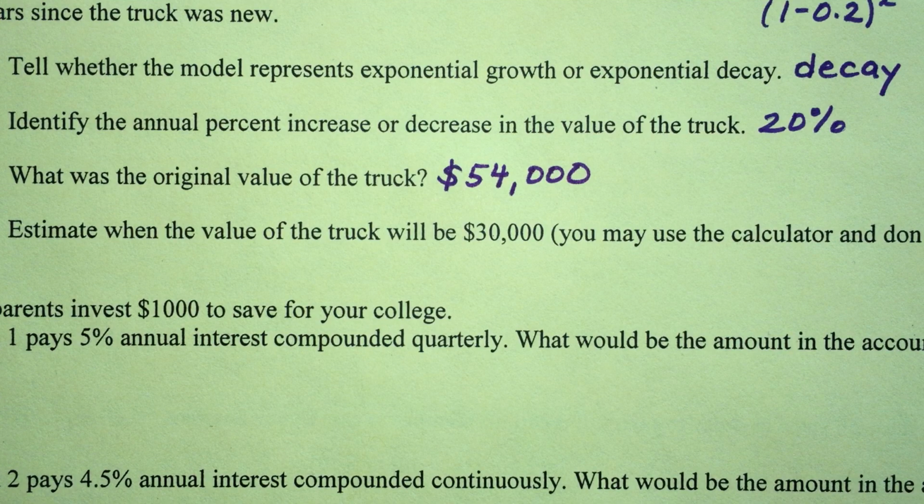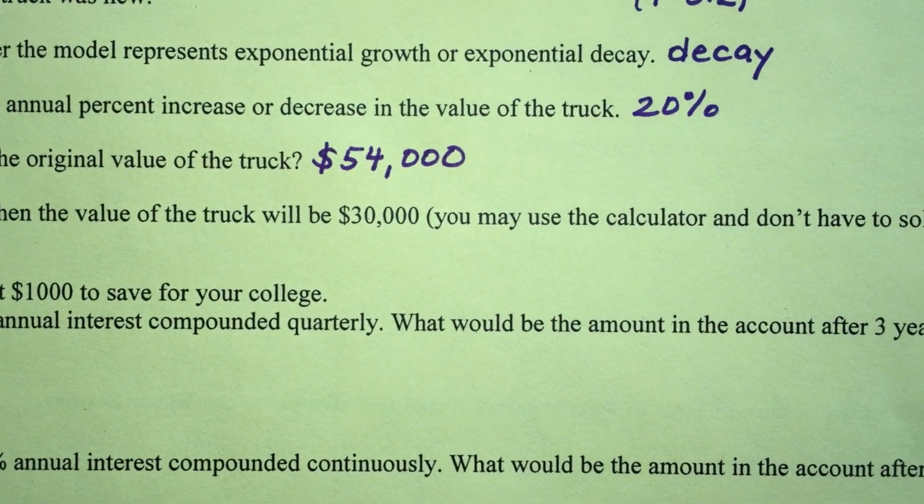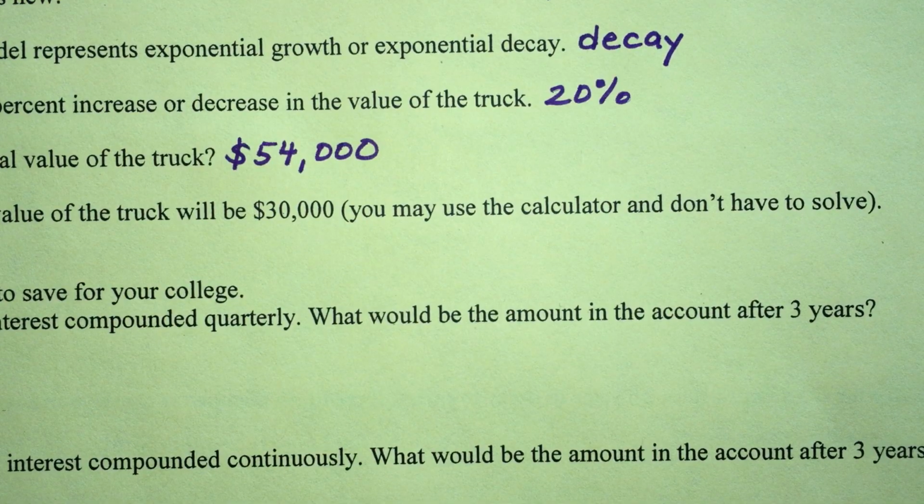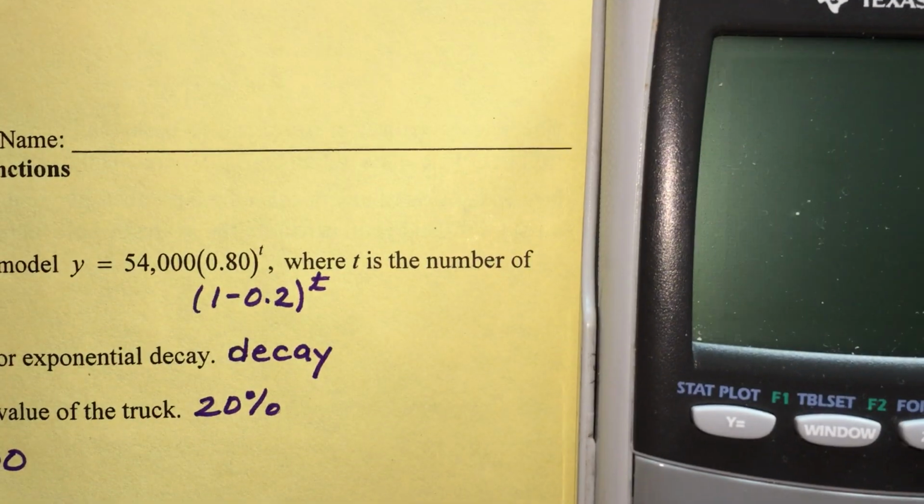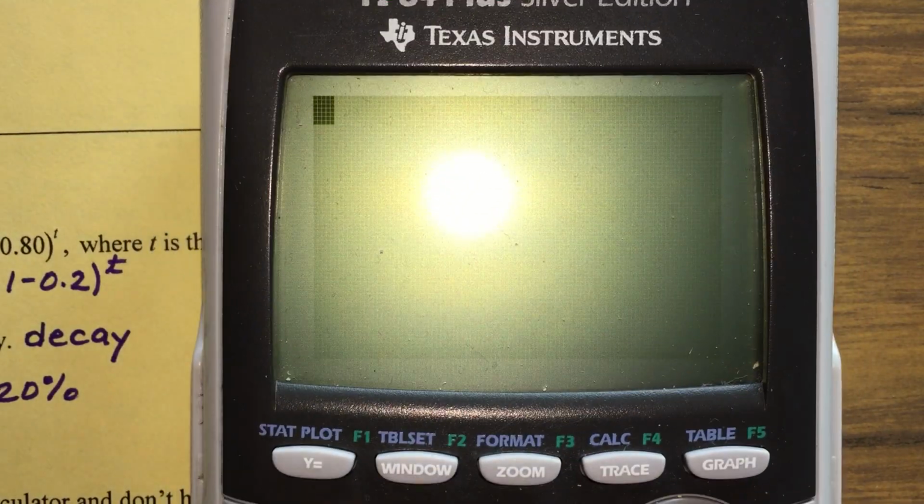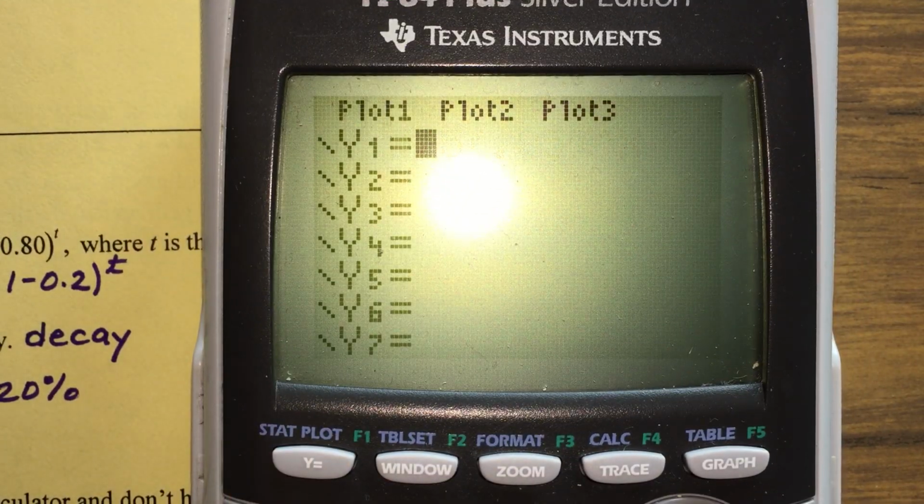Estimate when the value of the truck will be $30,000. You may use a calculator and you don't have to solve. So what they're talking about is get your calculator and actually plug in that function into Y equals. So I have 54,000 times 0.8 to the X power.